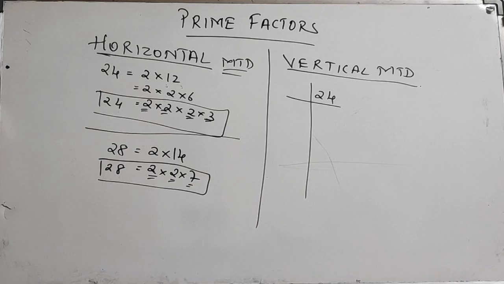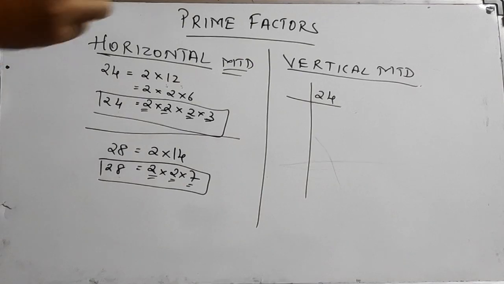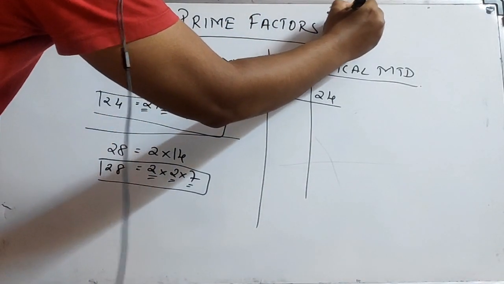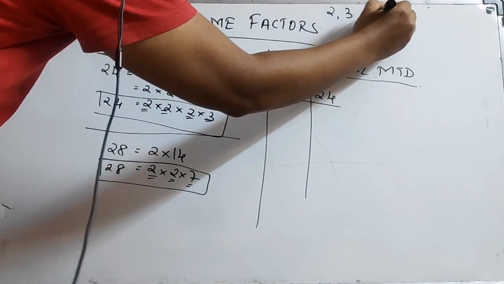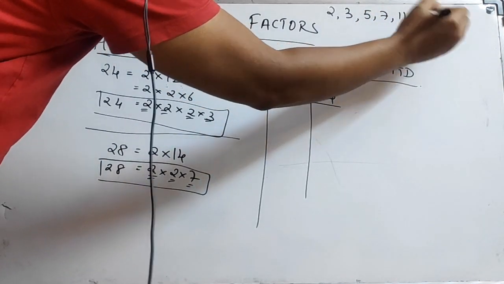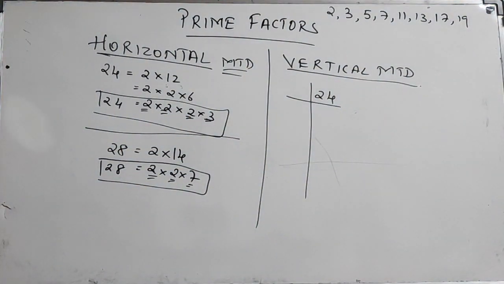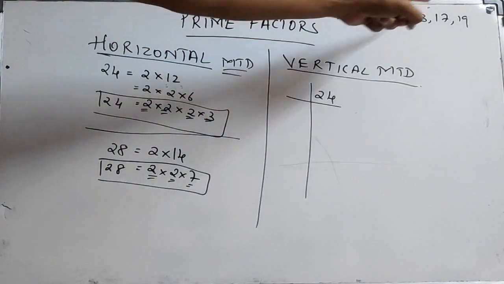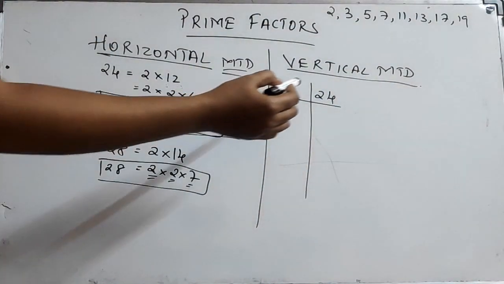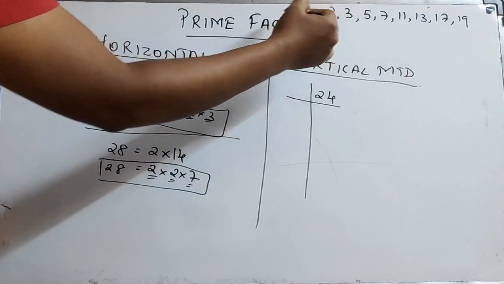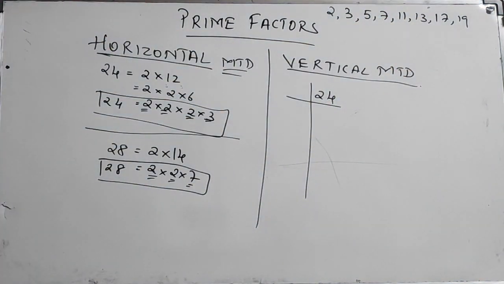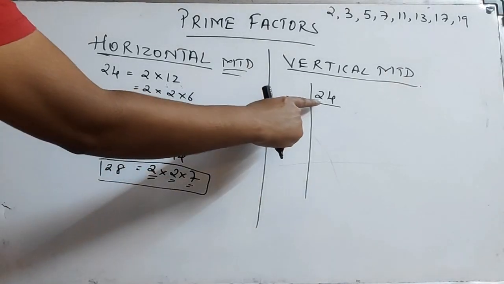For the beginning, you can always write the prime numbers down somewhere: 2, 3, 5, 7, 11, 13, 17, 19. Now let us start dividing this number only by using these numbers. So 24. We will always start with the smallest. Only use the next number when you cannot divide further. I'll tell you how.